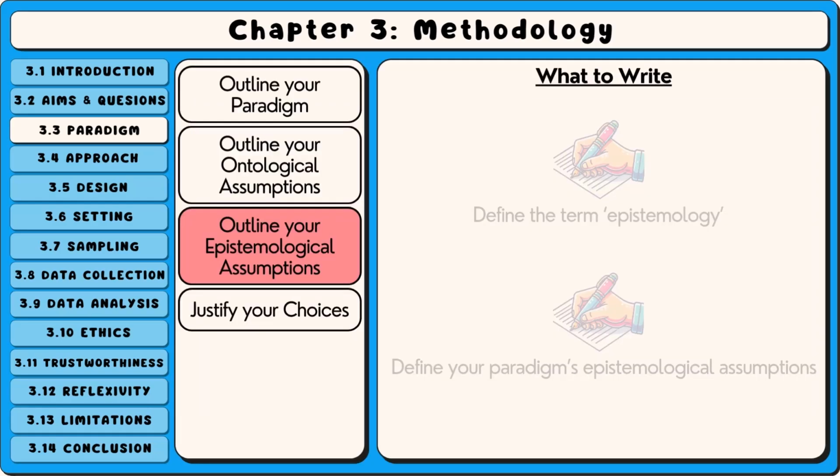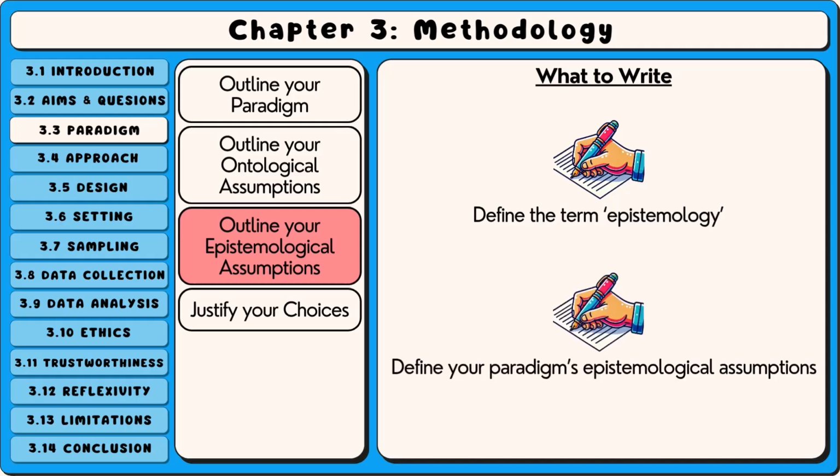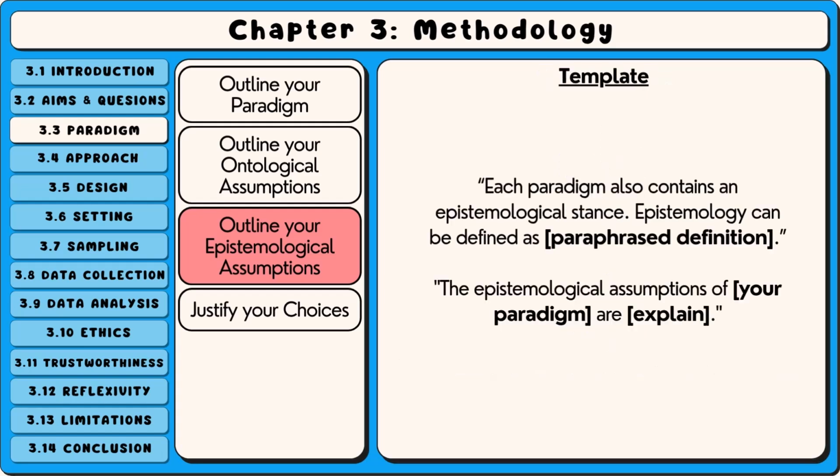The next step will be to outline your epistemological assumptions. So you would need to define the term epistemology and then define your paradigm's epistemological assumptions. Here's a template. Each paradigm also contains an epistemological stance. Epistemology can be defined as, and then insert a paraphrased definition of the concept of epistemology. And then carry on with the epistemological assumptions of your paradigm are, and then you will explain your paradigm's epistemology.